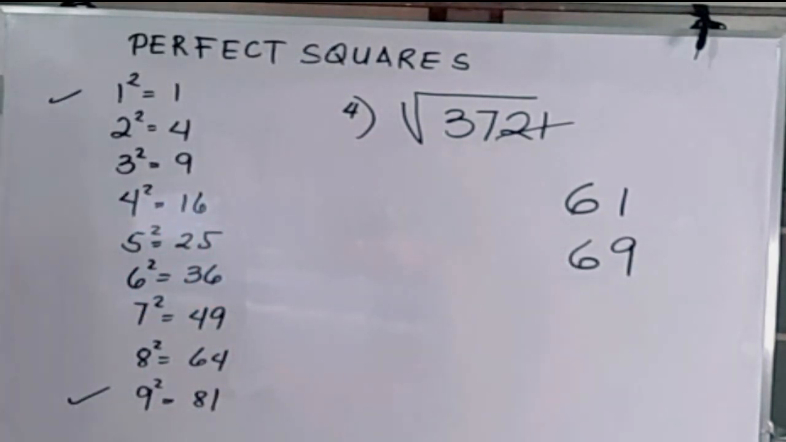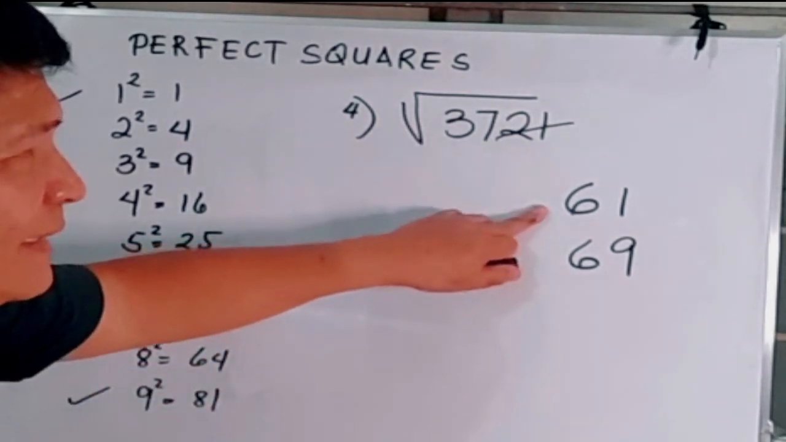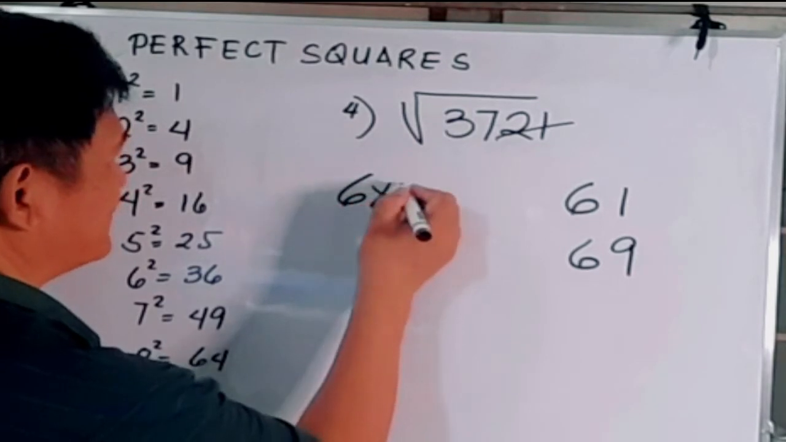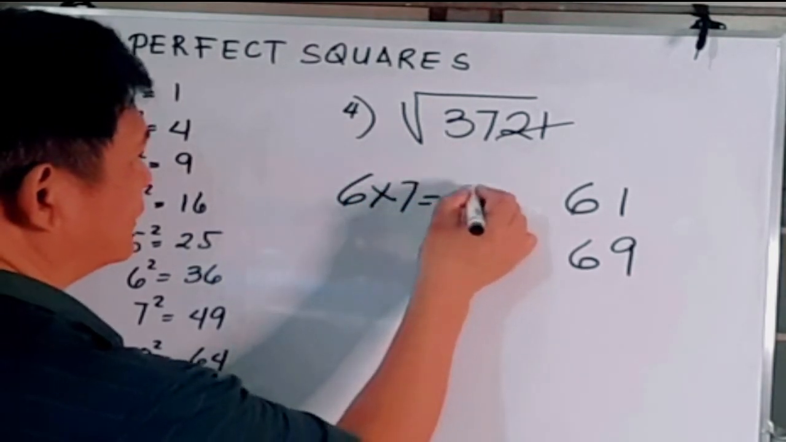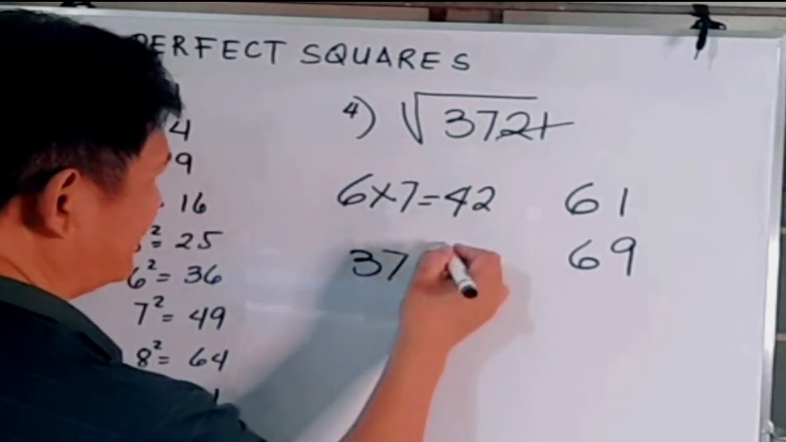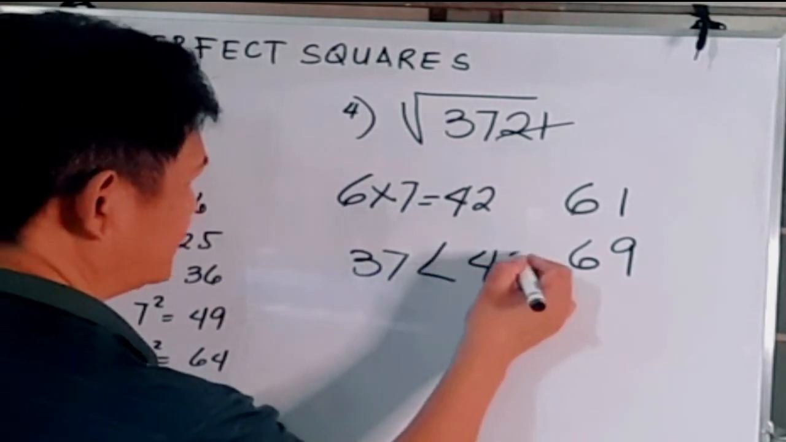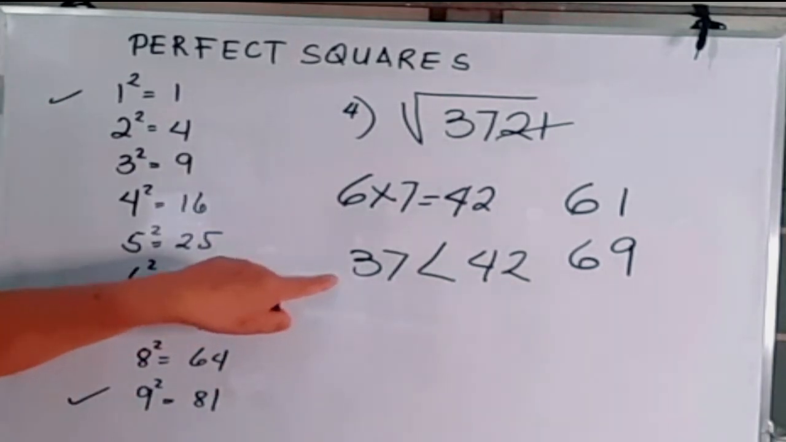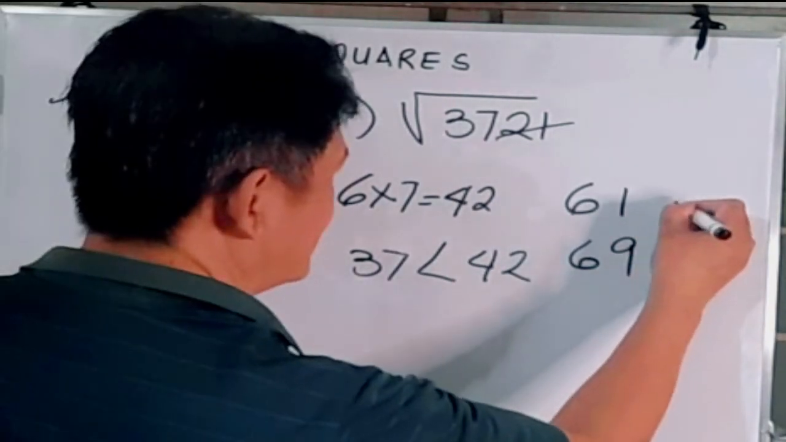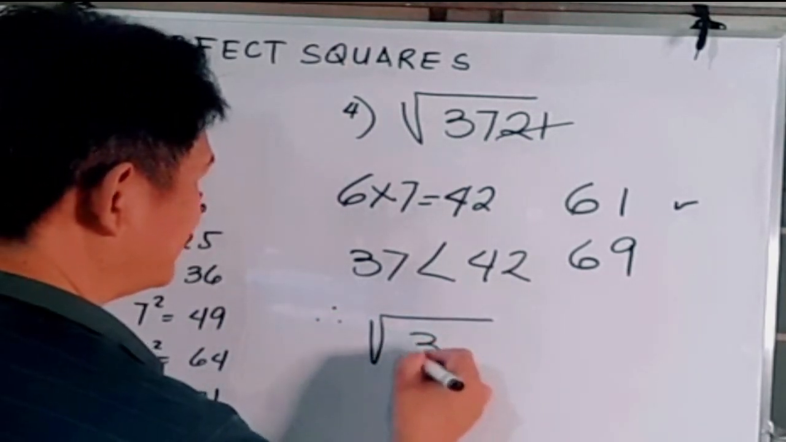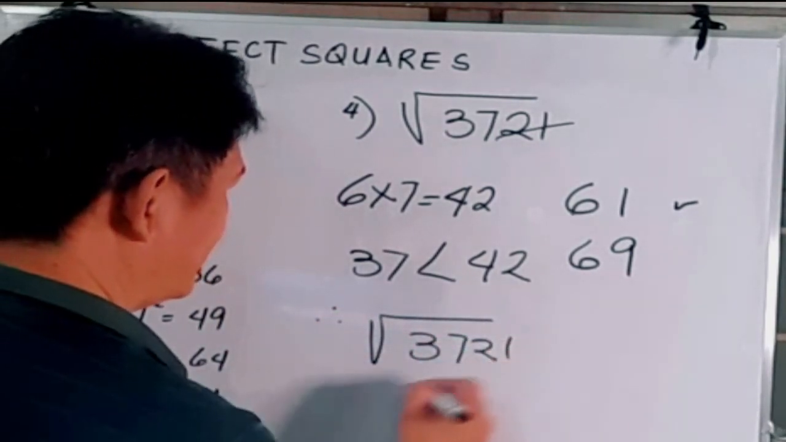And then, let us multiply 6 by the next highest number. So 6 times 7 is equal to 42. We compare 37 and 42. 37 is less than 42. Therefore, we get the lesser number, and that is 61. Therefore, the square root of 3,721 is equal to 61.